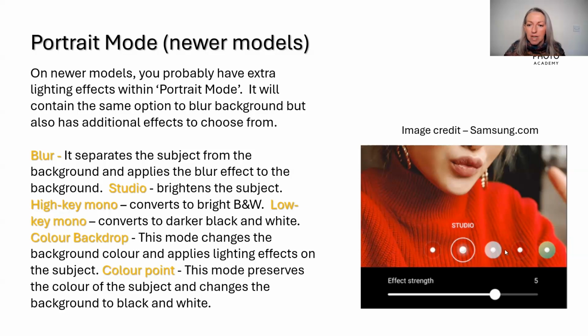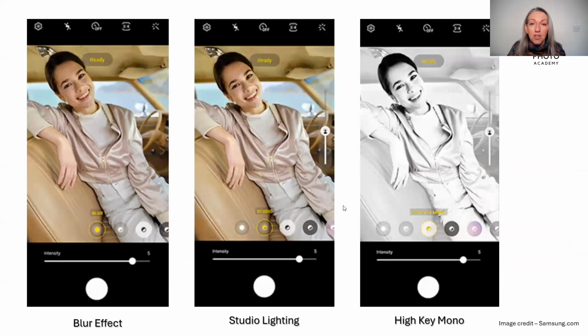So those are some different lighting effects that you can adjust. And then there's the effect strength. Now, because there are many different types of Android phone, what you can do on each phone varies. So you need to go into portrait mode yourself and see what your options are.